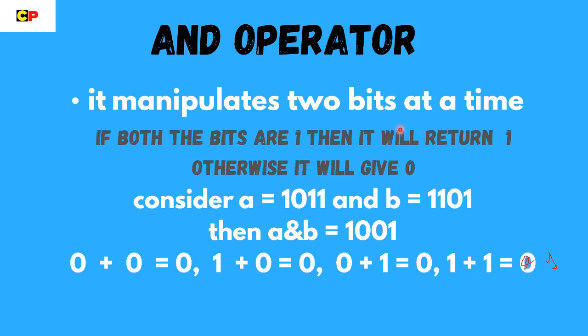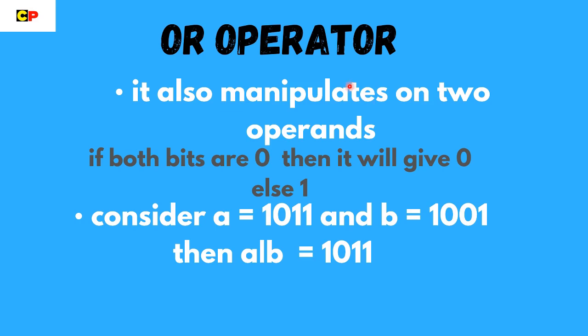Now this is how the AND operator works. Moving on to the OR operator, it also needs two operands to operate, and in this case if both the bits are 0, then it will give 0, otherwise it will give 1. So if you have the bits 0 0, then it will give 0, but if you have the bits 0 1, 1 0, or 1 1, then it will give 1.